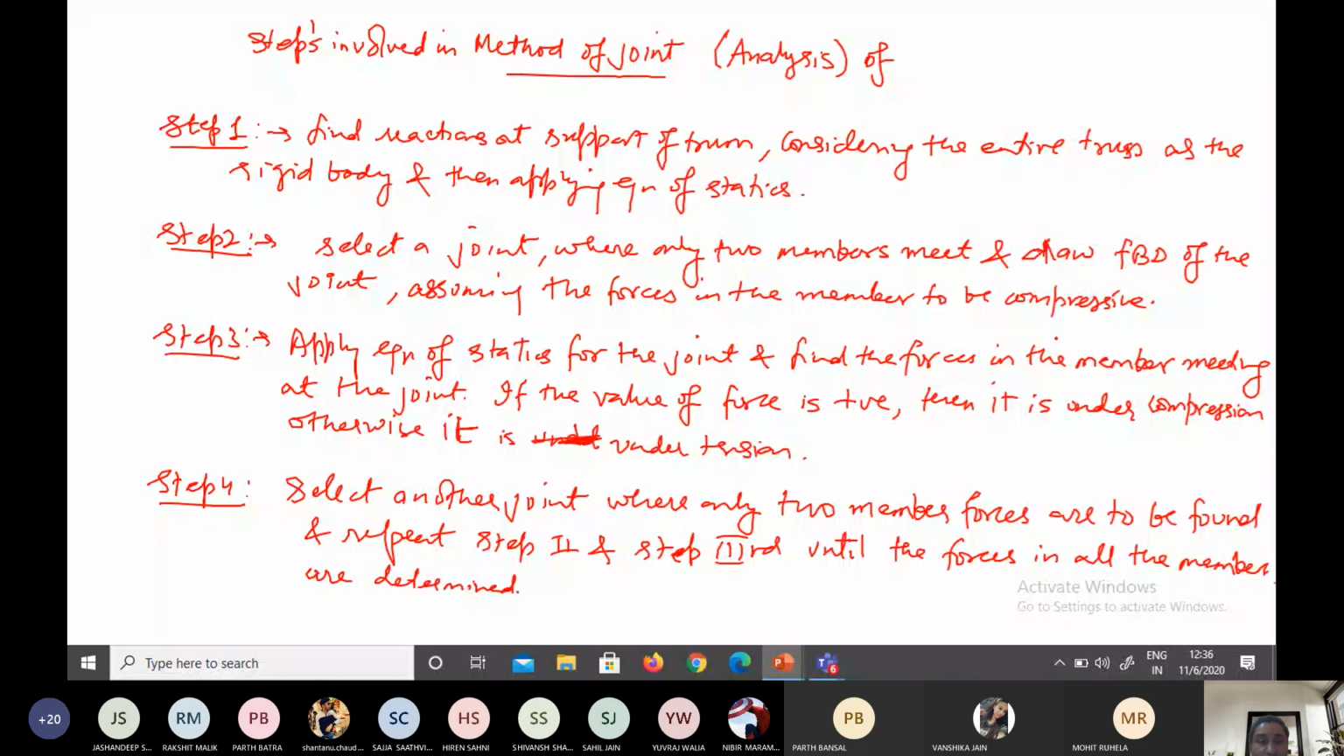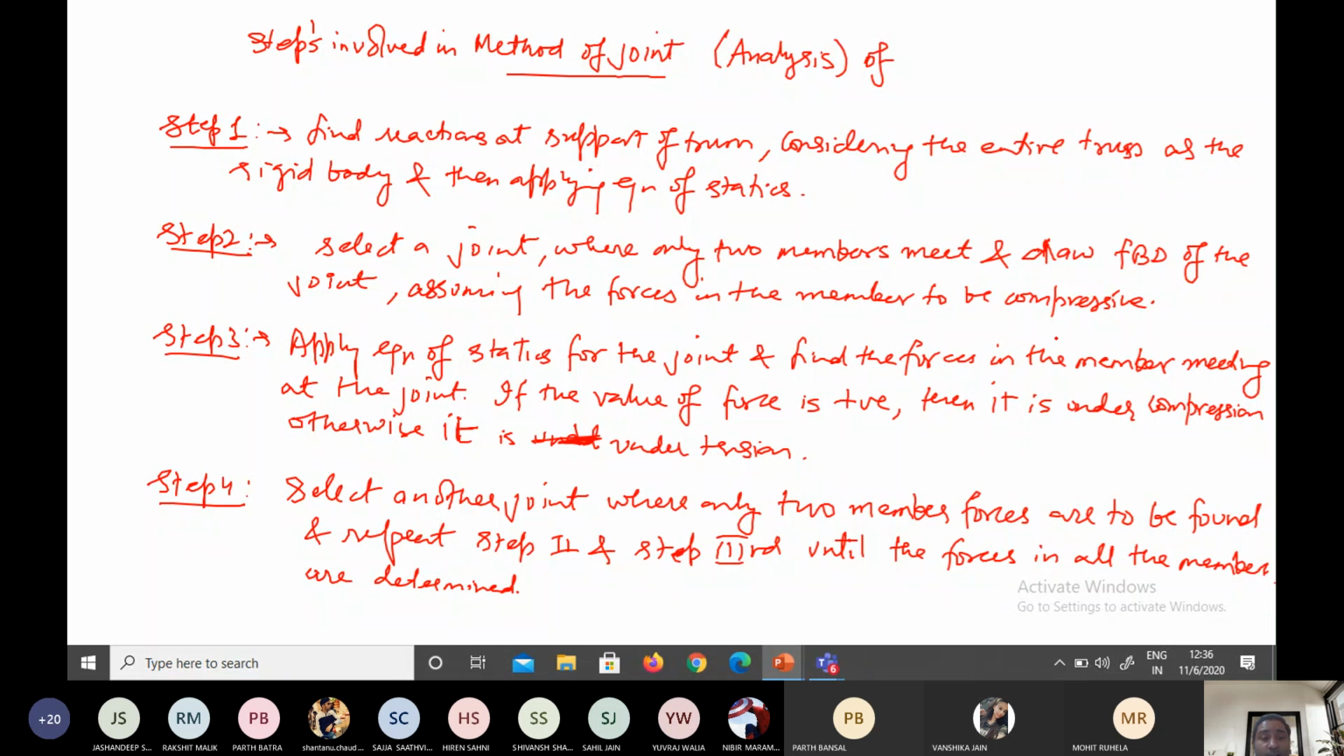Let me explain it with an example. First read all the steps, then I will explain it with the example. So step two, we take the joint where only two member forces are there, then we make the FBD of the joint, and after making the FBD, we will assume the forces in the members are compressive, means towards the joint we have to take the direction. We will not take the direction away from the joint. Fine.